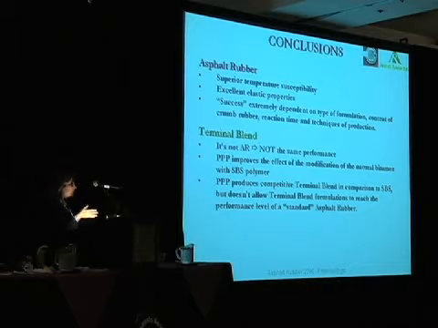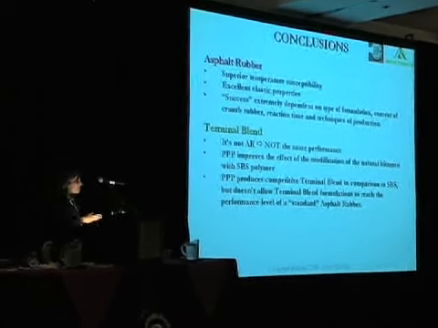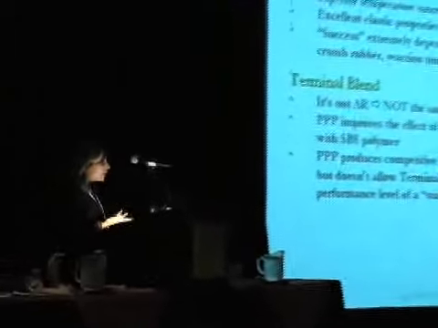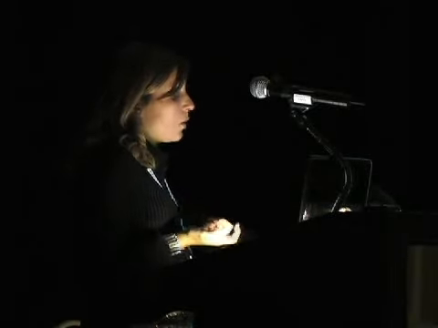from these results, we can say that it's not asphalt rubber and it hasn't the same performance. But the use of the polyphosphoric acid additives really improves the effect of modification of natural bitumen and SBS polymer. Also, polyphosphoric acid additives produce competitive terminal blend in comparison to SBS, but don't allow terminal blend to reach the performance in terms of temperature and best results of a standard asphalt rubber. Thank you.